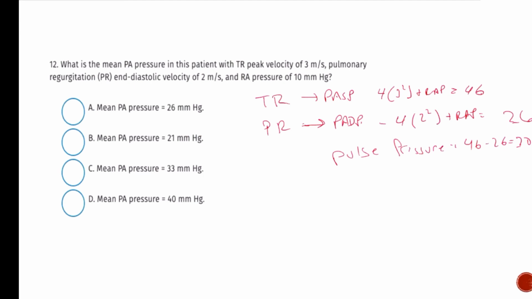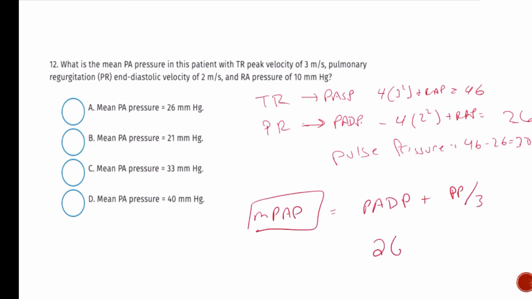Your mean PA pressure, this is something that we didn't talk about yet, okay, can be your PA diastolic pressure plus your pulse pressure divided by 3. Right? That's another way to calculate your mean PA pressure. So here, if we plug our numbers in, we find that 26, right, and that's where we get our number here, right?